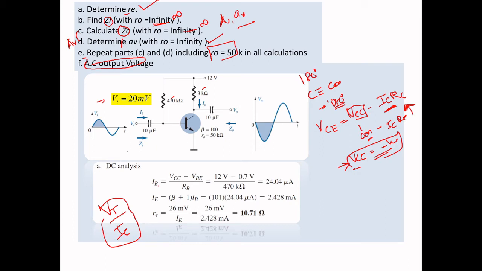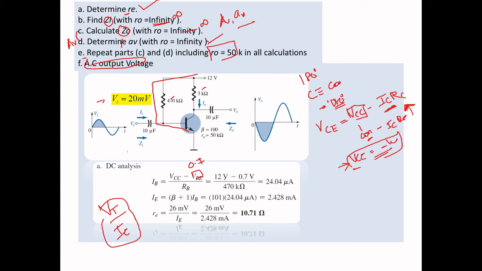First, I want to find IB. How will you find IB? We apply the KVL in the input loop. When you apply the KVL in the input loop, you will get this formula: VCC minus IBRB minus VBE. When you rewrite that equation, you get IB equal to VCC minus VBE by RB. Generally, in an exam or any calculation, if VBE is not specified, you can take it as 0.7. If the problem specifies a specific value, you can put that here.